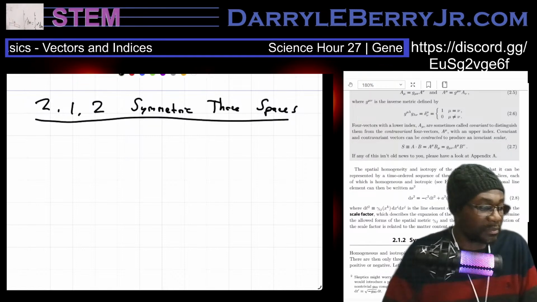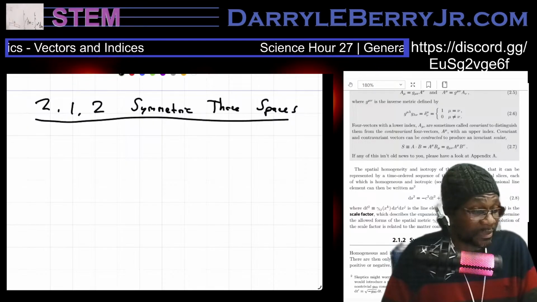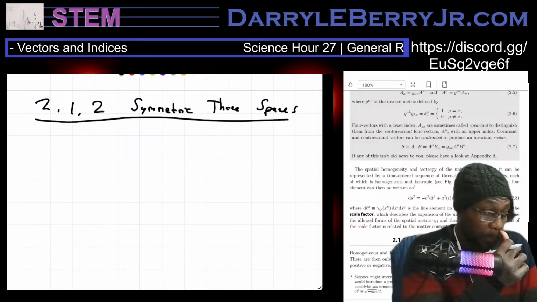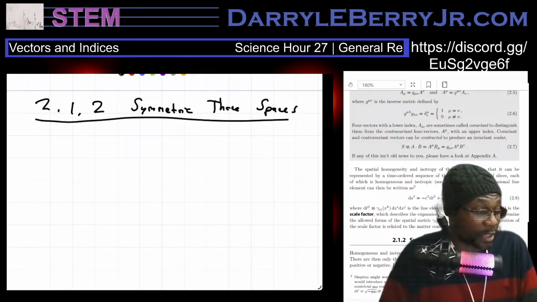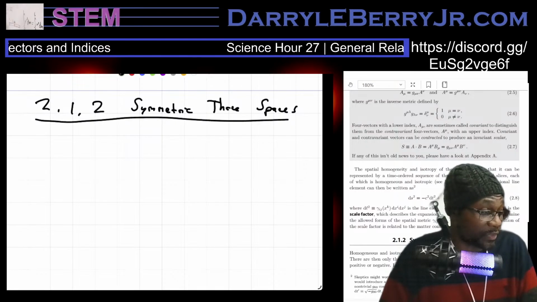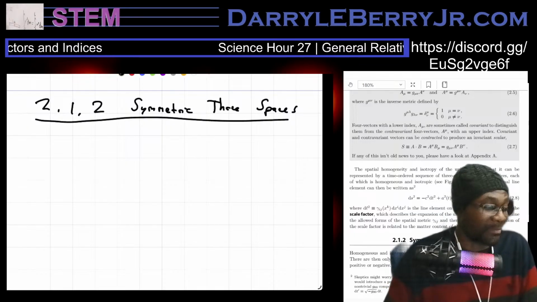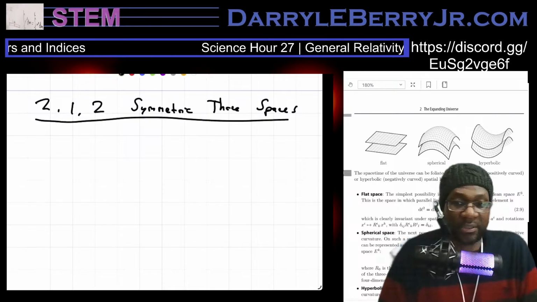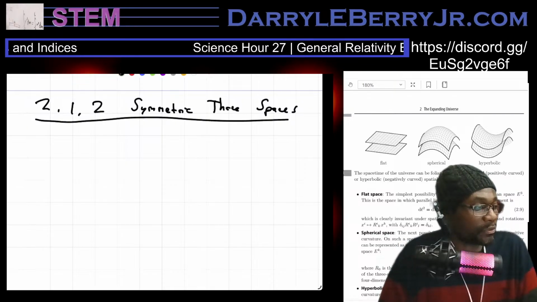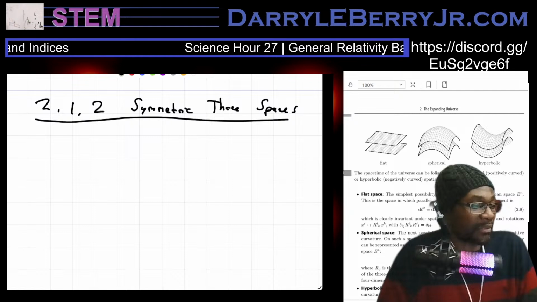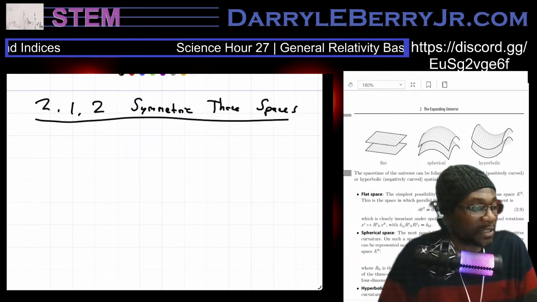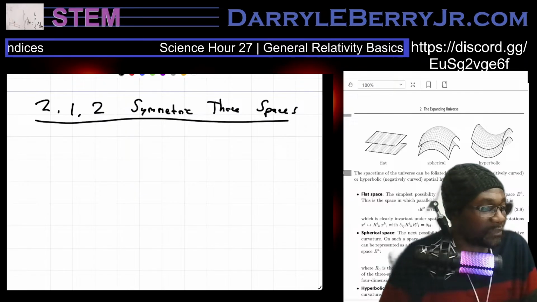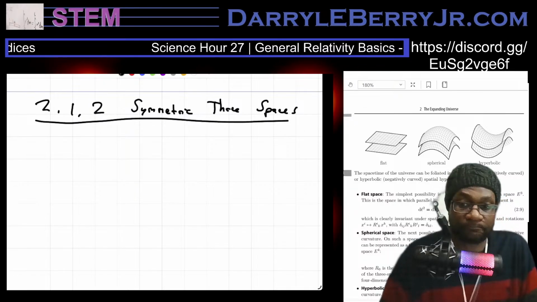Homogeneous and isotropic spaces must have constant intrinsic curvature, so there are only 3 options. The curvature of the spatial slice can be 0, positive, or negative. Let us determine the metric for each case. All right, so we can see the 3 here: the flat, spherical, and hyperbolic universe. The space-time of the universe can be foliated into flat, spherical, or positively curved, or hyperbolic, negatively curved spatial hypersurfaces.